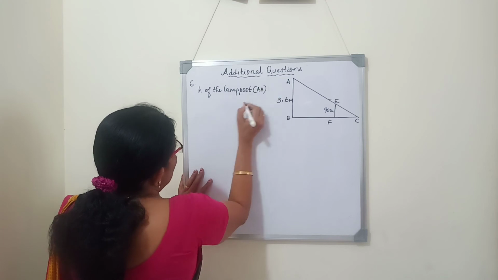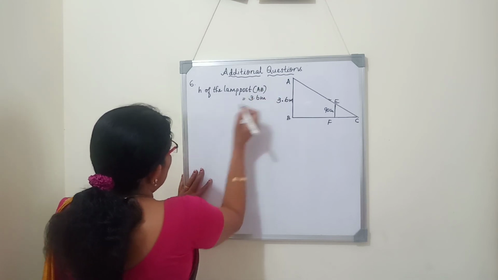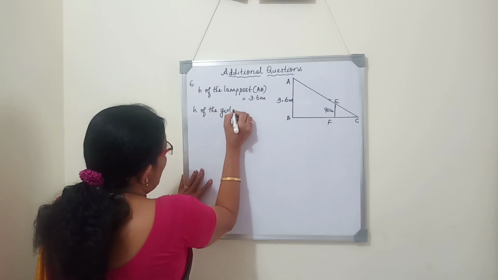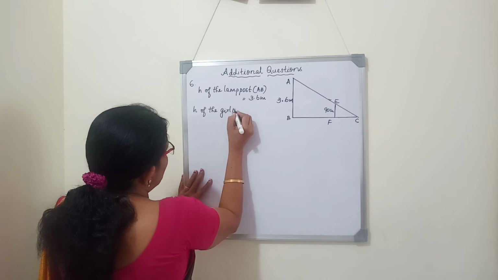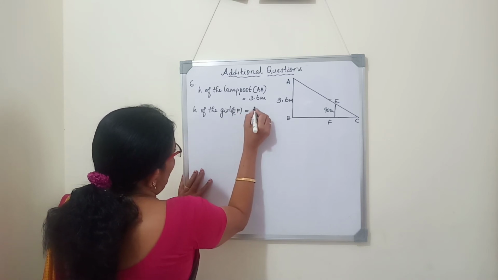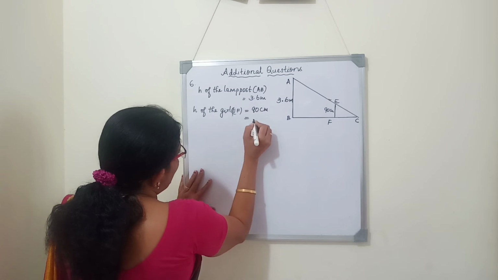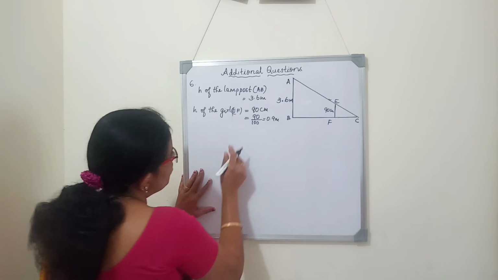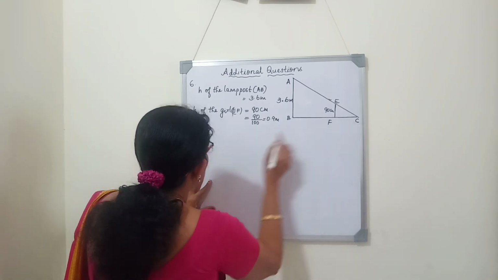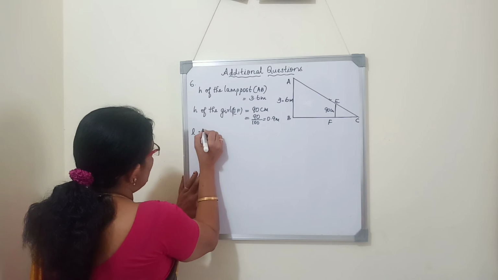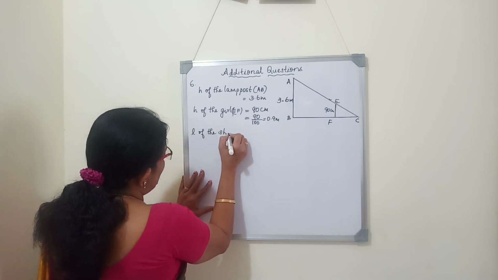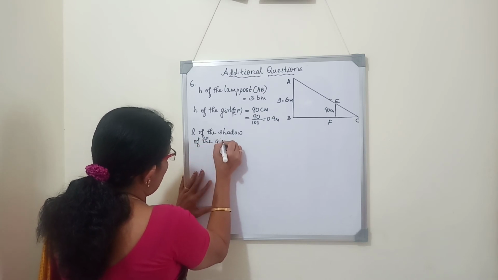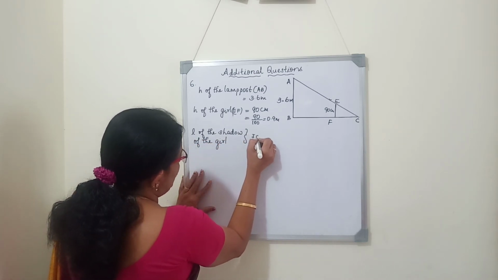AB equals 3.6 meter. Height of the girl is 90 centimeter, EF. So we will convert into meter. 90 centimeter divided by 100, we will get 0.9 meter. Now FC is the shadow of the girl, the length of the shadow of the girl. We have to find out FC.